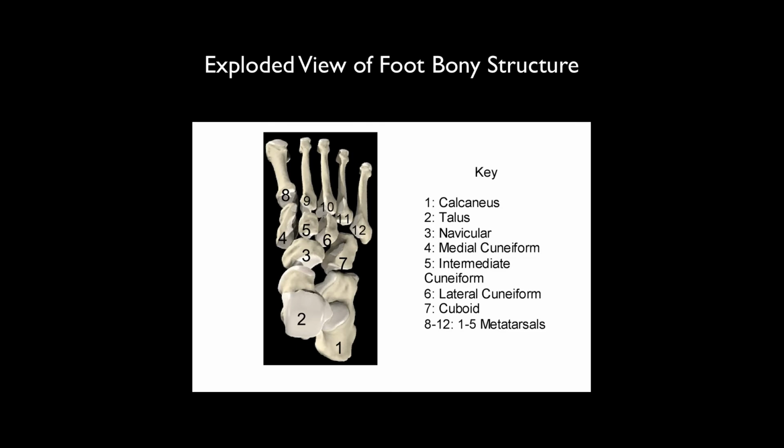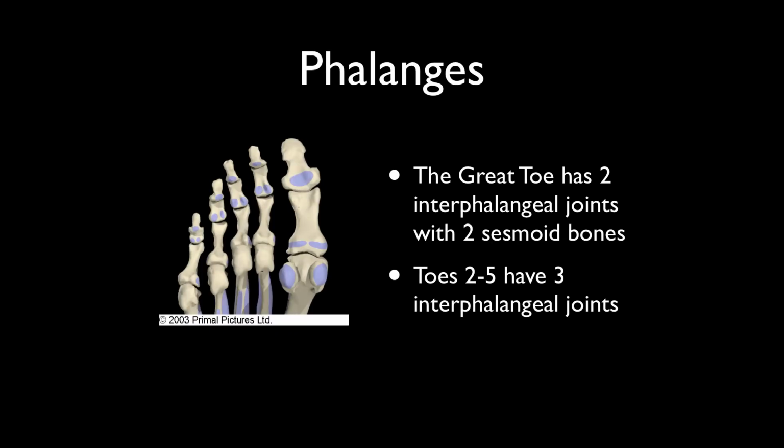Here's just an exploded version of the bony structure of the foot. As stated, the great toe has two interphalangeal joints with two sesamoid bones. Toes 2 through 5 have 3 interphalangeal joints.